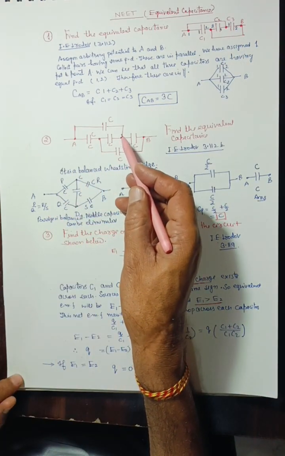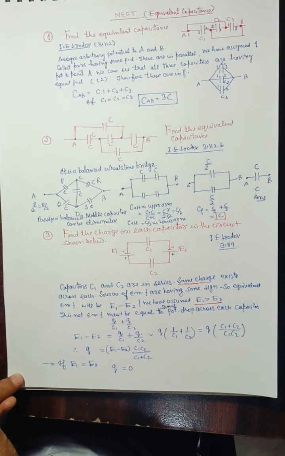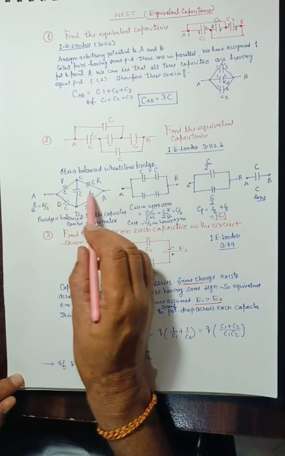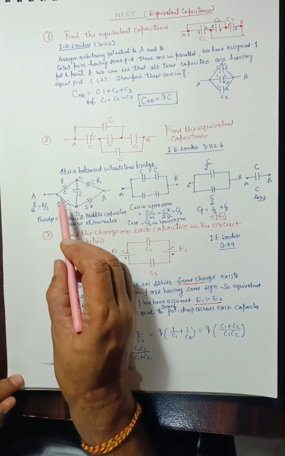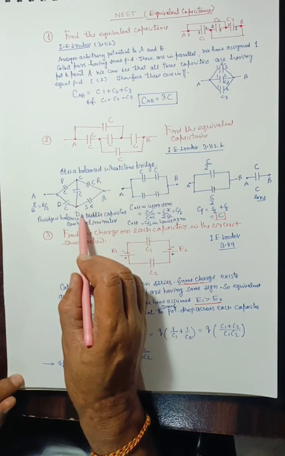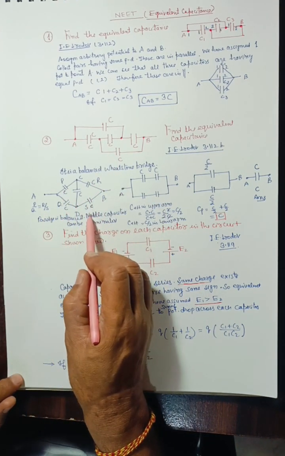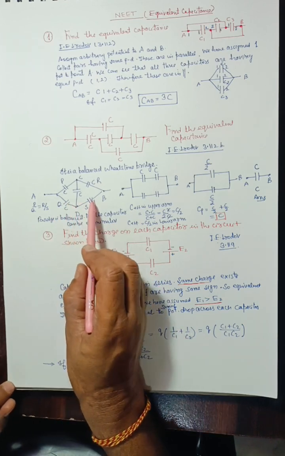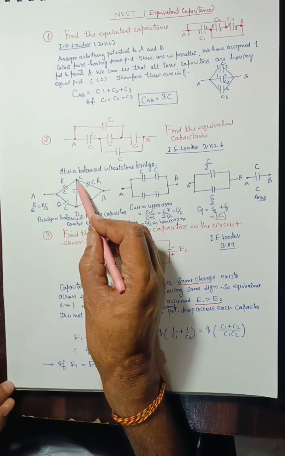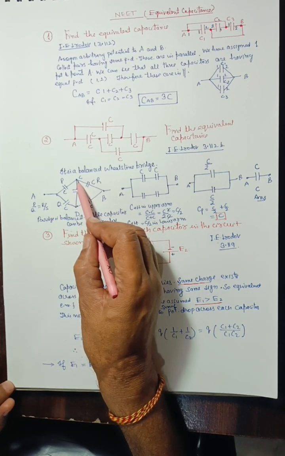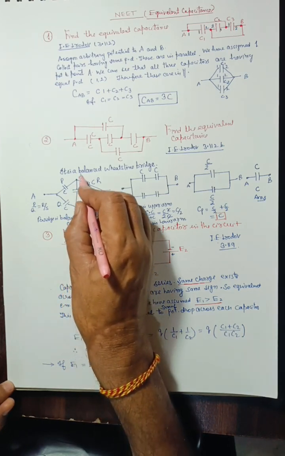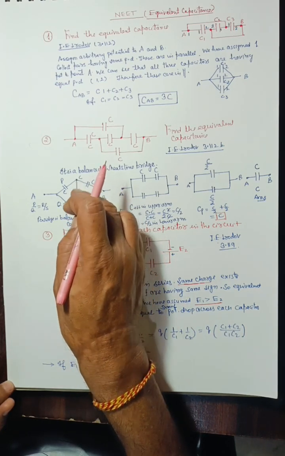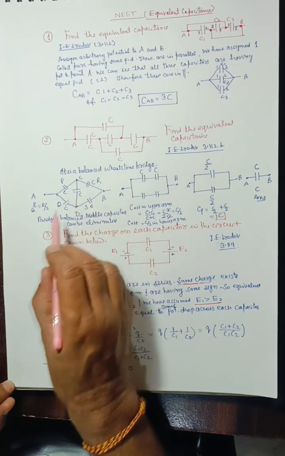ये बिल्कुल exact हमारे पास Wheatstone bridge है which is balanced. ये पॉइंट मैंने A यहाँ लिया है, B यहाँ लिया है, ये C ले लिया और ये D ले लिया. You can see P by Q is equal to R by S, C by C is equal to C by C. It means this Wheatstone bridge is balanced. So the point C, I can say this is point C, this point is D. These are equipotential. No charge flows through this part, and therefore it can be deleted.